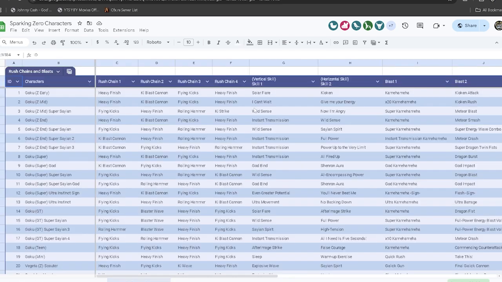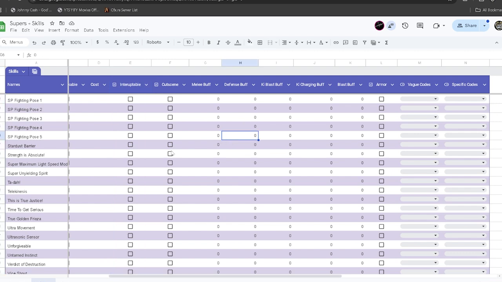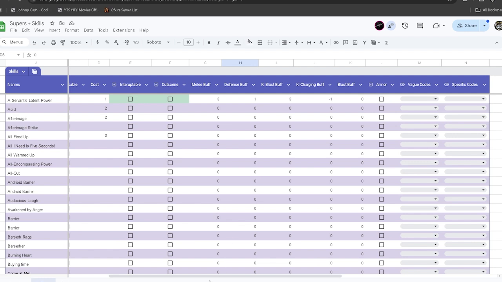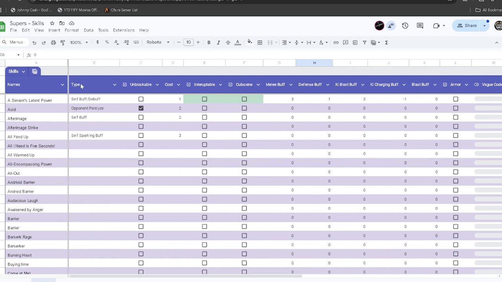This right here is actually going to have another document added to it, which I'll show you guys right now. So this document is going to be added to it. This is a list of every skill in the entire game. So for example, it's going to show you what type it is, if it's unblockable, what the cost is, is it interruptible, is there a cutscene, what are all the buffs, does it give you super armor, all that. I'm probably going to add another layer to this, and it's going to say description, and we're going to put a quick description on it.